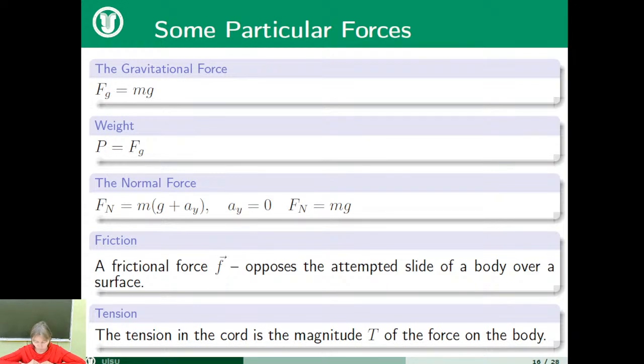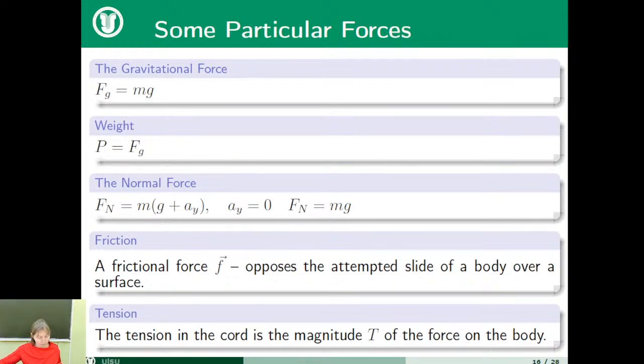Tension. When a cord is attached to a body and pulled taut, the cord pulls on the body with a force directed away from the body and along the cord. The force is often called a tension force because the cord is said to be in a state of tension, which means that it is being pulled taut. The tension in the cord is the magnitude T of the force on the body. Tension, so T.